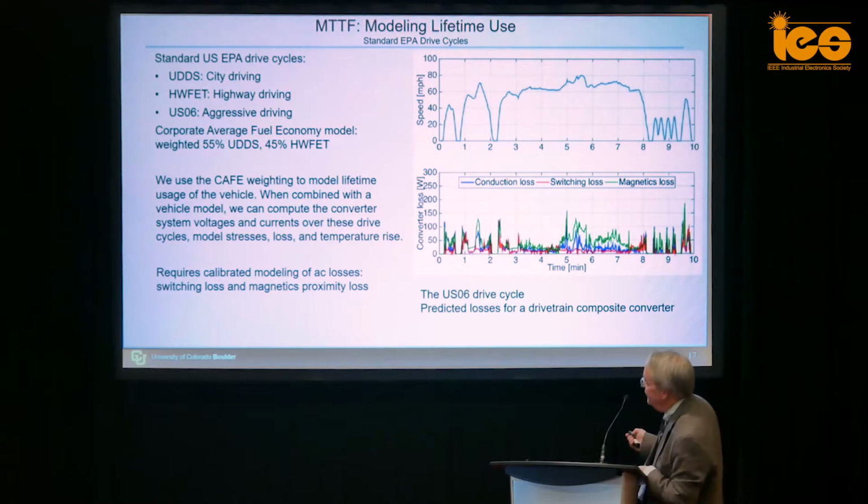There's a lot of work to do this, and it's really, after all these years, it's still very hard to have good models of the AC losses, such as proximity and switching loss. And so we take theoretical models and then we calibrate them with laboratory prototypes to get really a semi-empirical model of the switching loss and the proximity loss.